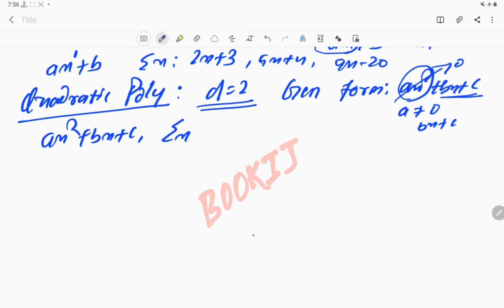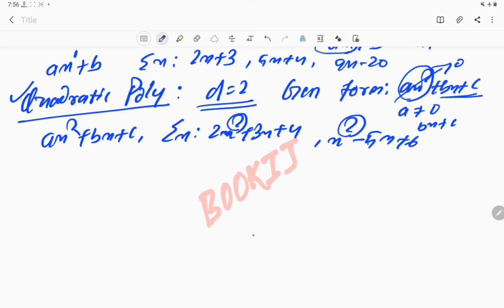And the examples we can write as 2x square plus 3x plus 4, because it has the degree 2. X has the power 2, hence the degree is 2. Another example we can write is x square minus 5x plus 6. Why? X has the power 2, that is the degree of the equation. So what about quadratic polynomial? The polynomial with degree 2 is your quadratic polynomial.